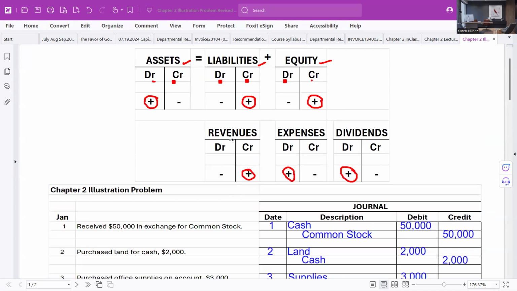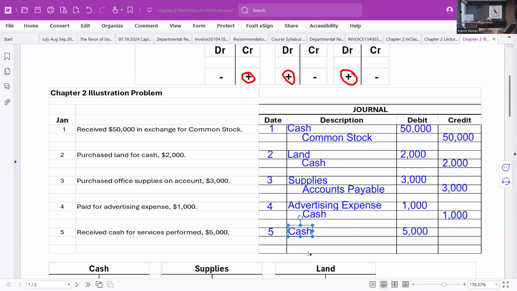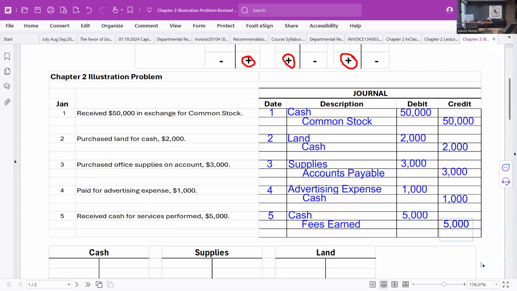an equity account. But how do we record an increase in this revenue account? With a credit. So we want to indent our credit to the fees earned account for this $5,000. And right here, we have a credit to the fees earned account for $5,000. So we've got all of these 5 transactions recorded in our journal. So again, it's a list or a summary, a record of our transactions.